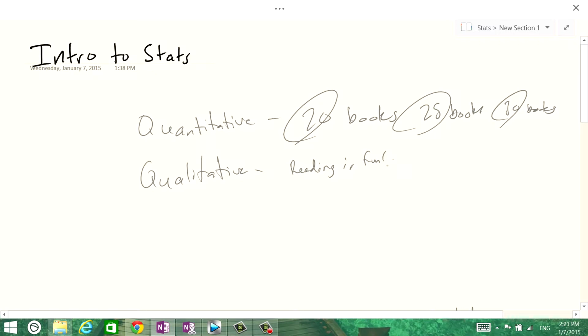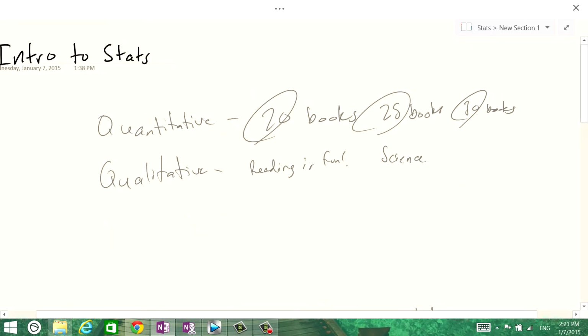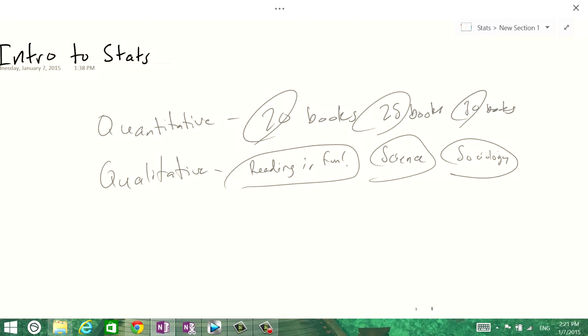But my friend, he likes science. All his books are science books. Mom, she teaches sociology. All her books are sociology. Okay, now these aren't numbers. These are all categories, and that's what qualitative is. Qualitative will be words over numbers, and that will pretty much always be the case.